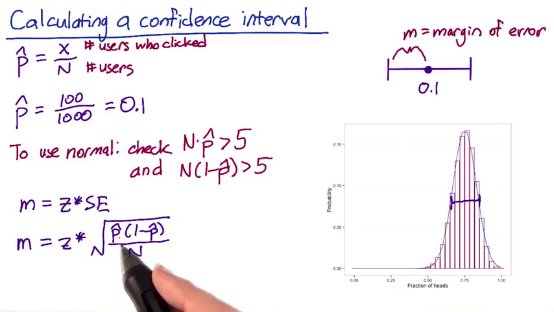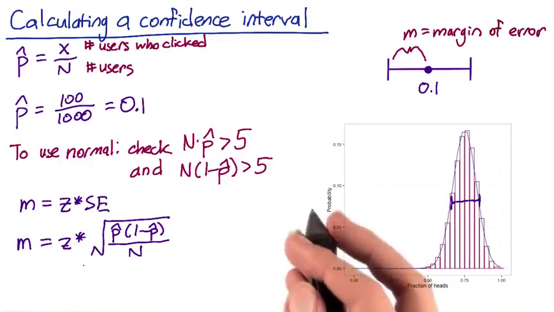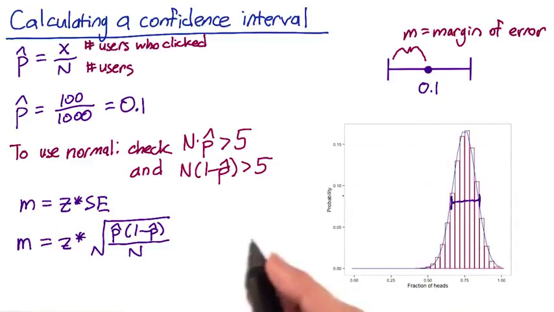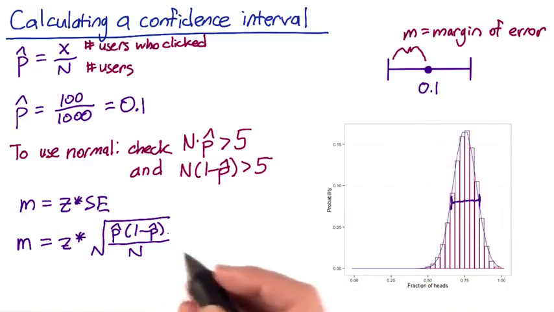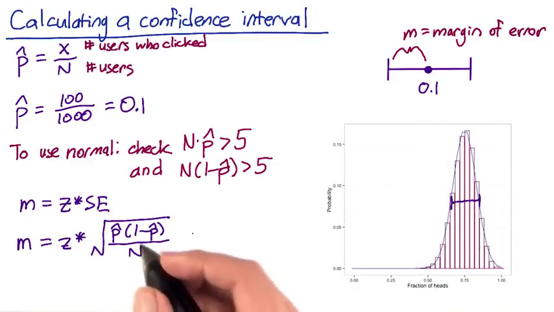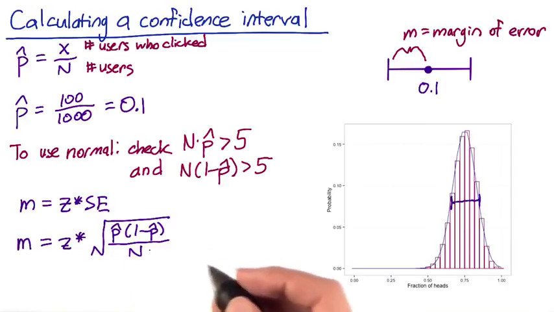When the success probability is farther from 0.5, then the standard error will be smaller, which means the distribution is tighter, which means the confidence interval will be smaller. Similarly, if the number of samples is larger, the standard error and the confidence interval will also be smaller.